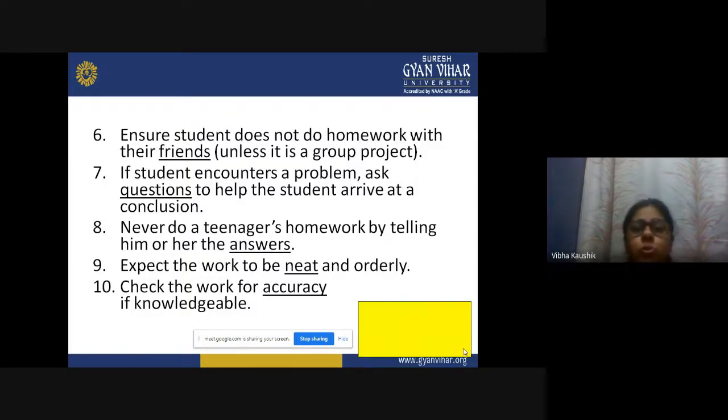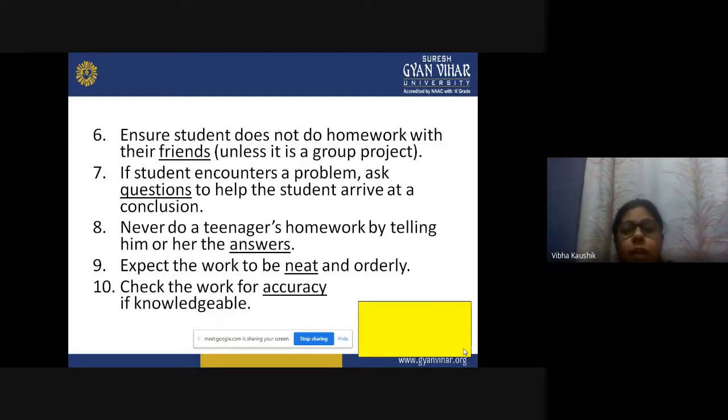Ensure students do not do homework with their friends. It's the duty of the parents to instruct their children that when they are doing their homework, they should do it independently. They should not do their homework with their friends unless it's a group project. If it's a group project, then they have to do that work in that group only.